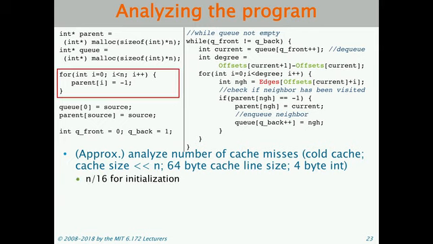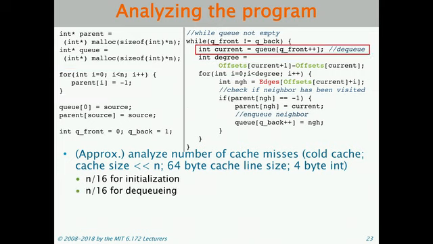So let's try to analyze this. The initialization will cause us n over 16 cache misses. The reason is that we're initializing this array sequentially, so we're accessing contiguous locations, and this can take advantage of spatial locality. On each cache line, we can fit 16 of the integers. So overall, we're going to need n over 16 cache misses just to initialize this array.